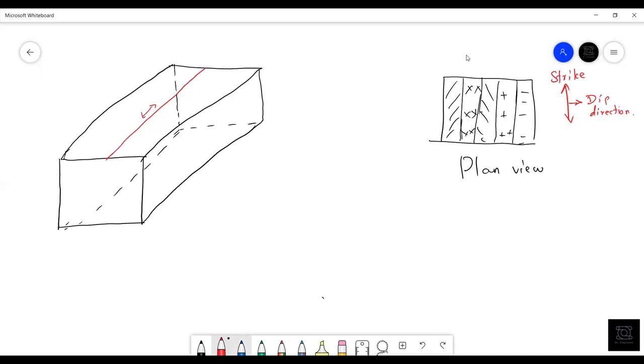After finding the strike, if you take a plane which is exactly perpendicular to the strike, it should be perpendicular to the strike. That is very important. So I'm drawing that perpendicular plane here.